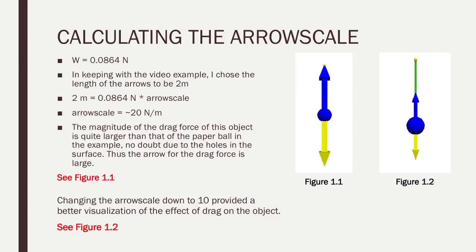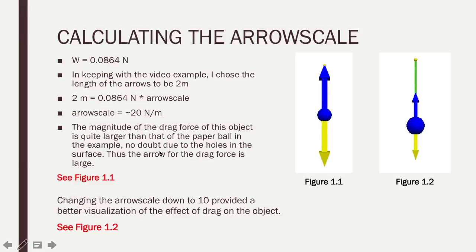Last but not least was calculating the aeroscale. Using what was shown in the video, I took the weight of my koozie, which, if you remember, was 0.0864 newtons, and I chose the length of the arrows to be 2 meters. So using the formula in which the length of the arrows is equal to the weight times the aeroscale, I calculated the aeroscale to be approximately 20 newtons per meter.